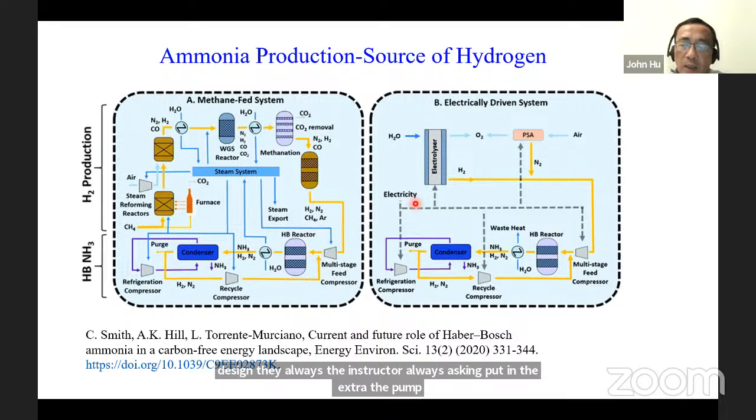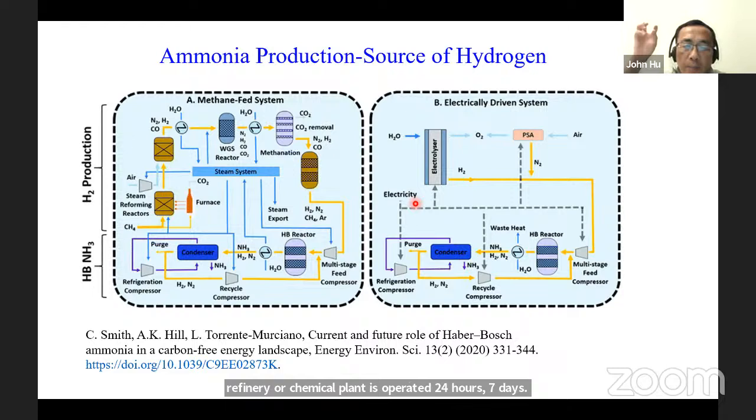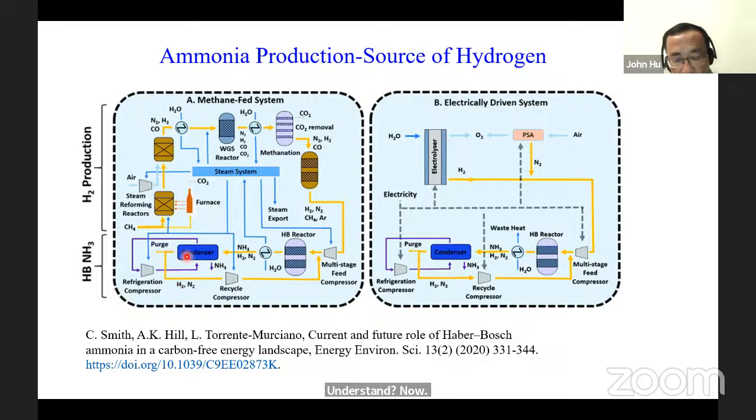There's a reason for that, because a refinery or chemical plant operates 24 hours, 7 days. You cannot afford one pump going down and shutting down the whole plant. So that's why you always have a backup, in any unit. Understand? Now, for this condenser, look at my circle.